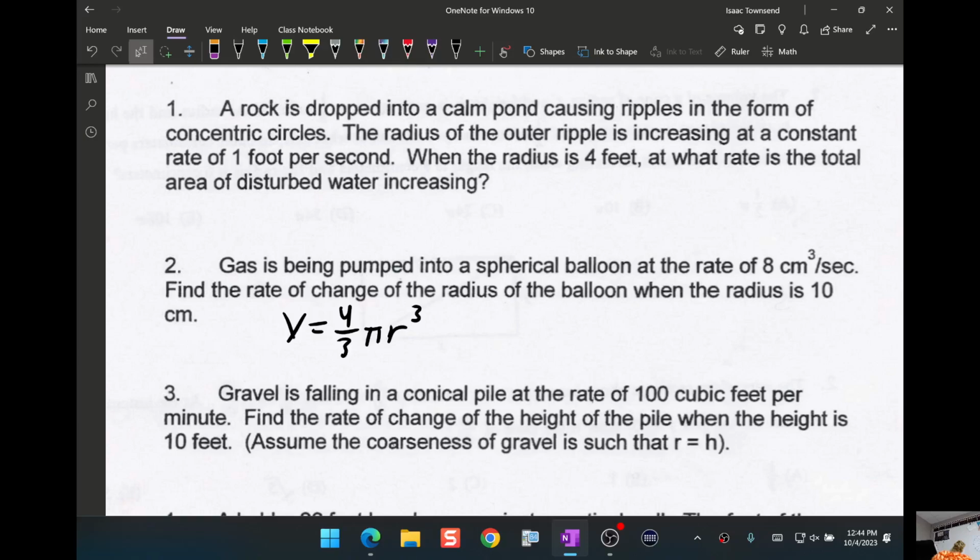Assume the coarseness of the gravel is such that R equals 8. 1/3 pi r cubed times pi. Wait, hold on, what did you say? 1/3 pi r... wait, what's the pi r? Cubed. Wait, no, pi r squared, times pi.